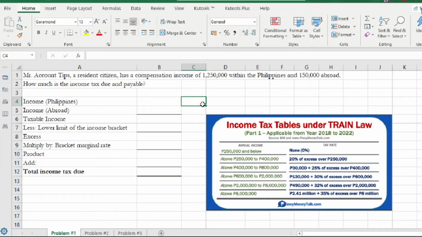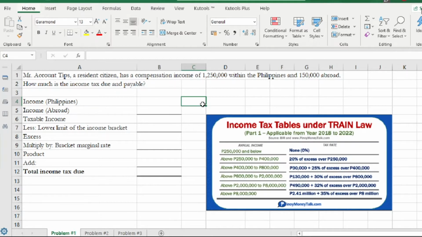Shown on the screen is the first problem that we will discuss today. Mr. Account Tips, a resident citizen, has a compensation income of 1,250,000 within the Philippines and 150,000 abroad. How much is the income tax due and payable?